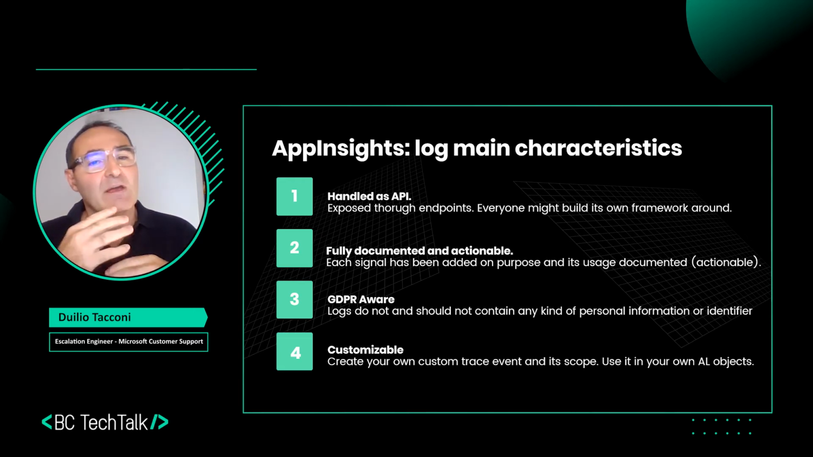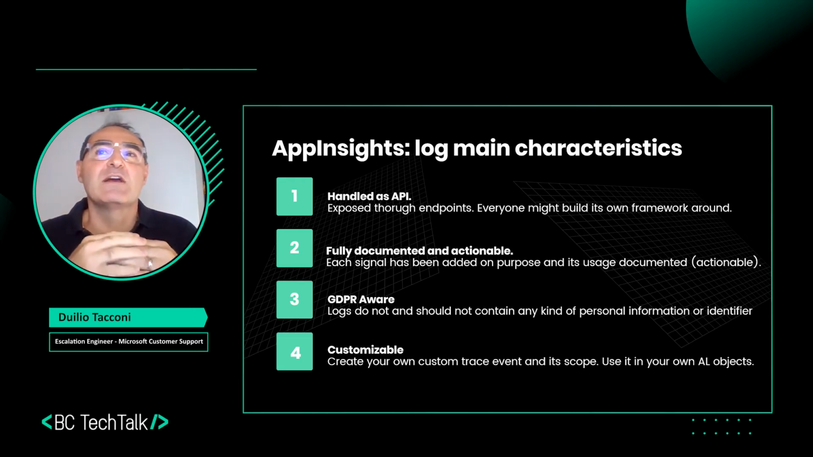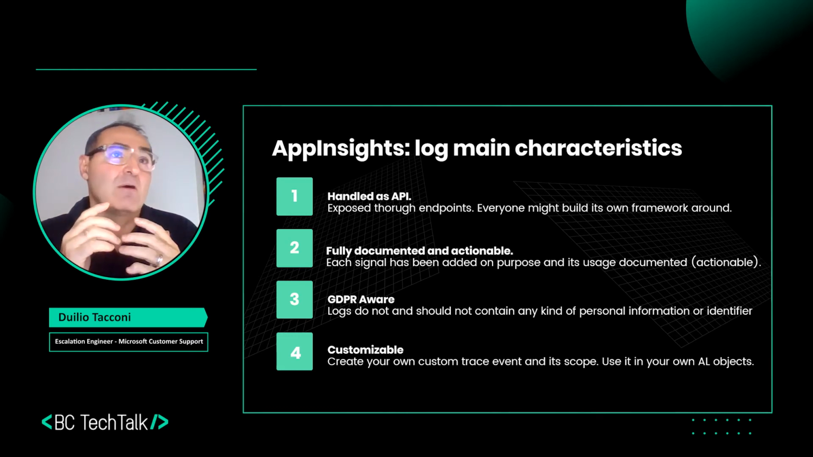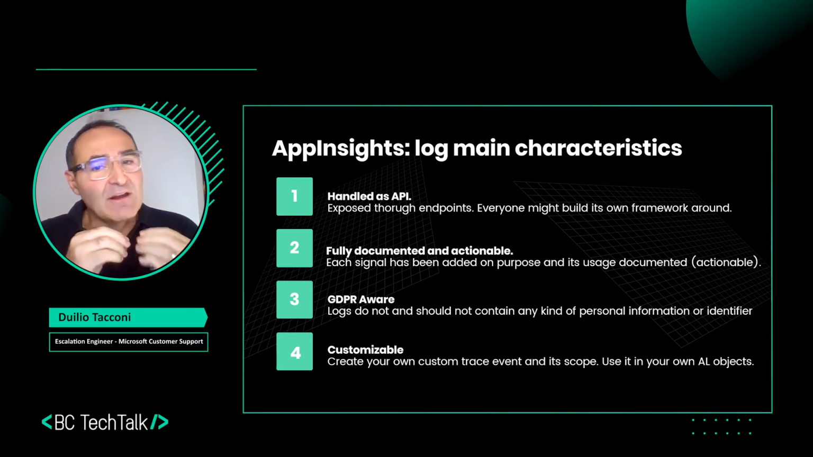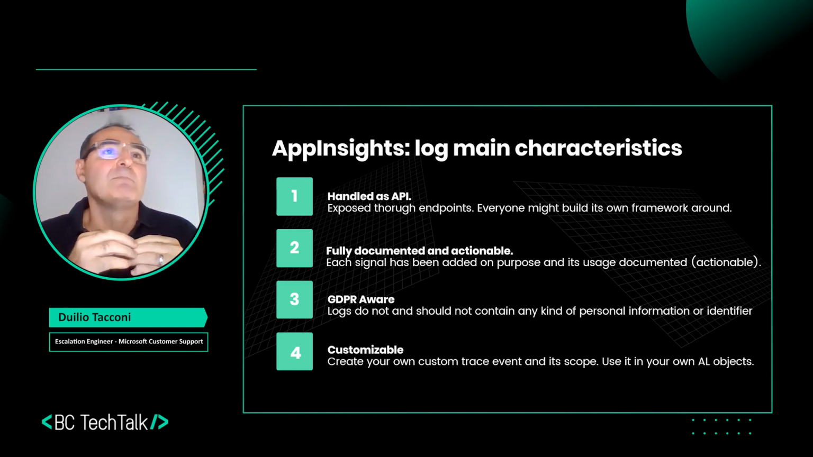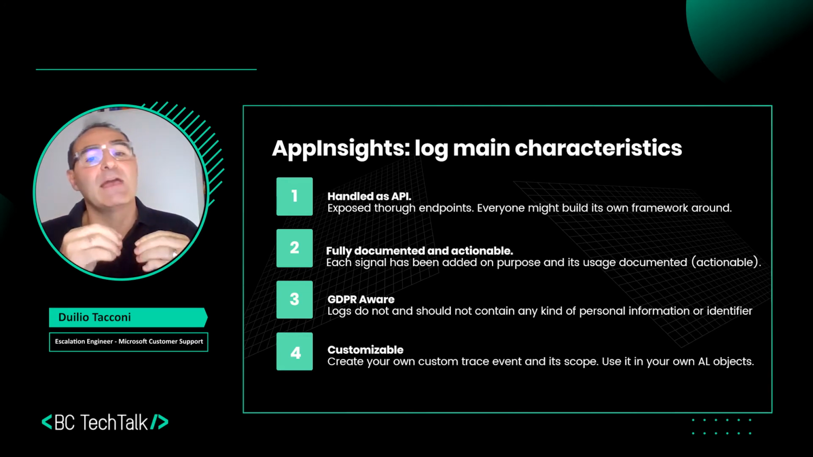Now that we know a bit more about App Insights and what it is for, we could tattoo on our skin the following four specific log trace characteristics. Once they get through the App Insights pipeline, they could be retrieved through simple standard API call requests, as long as whoever is performing them, of course, has the appropriate credentials to be authorized to get this data out. The second, signals are fully documented on docs.microsoft.com, and they are all pretty actionable one by one.